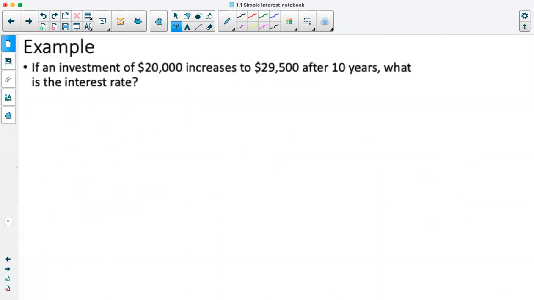Next example: if an investment of 20,000 increases to 29,500 after 10 years, what is our interest rate? So once again, I would start this by writing out the information that we know. The first thing we're given is our principal. So we have a principal of $20,000. Then we're given an amount. So our amount is 29,500. Our time is 10 years, and we're looking for our rate.